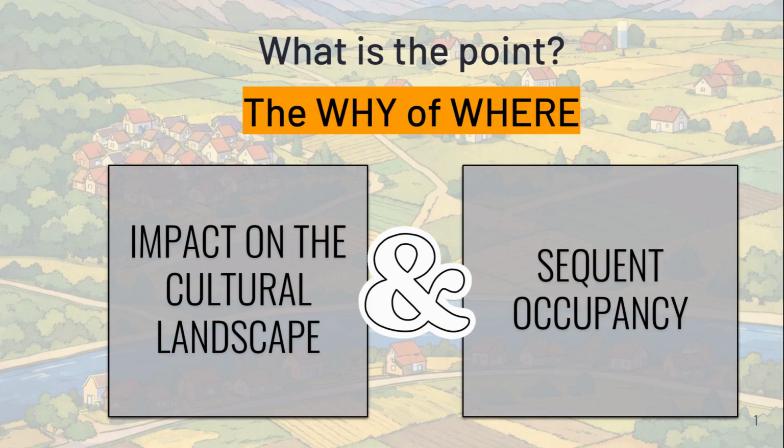It's about two things: impact on the cultural landscape, how the way people settle actually changes the land, and sequent occupancy, how different groups move in one after another, each layering their own vibe on top of what was there before. So yeah, it's not just where stuff is, it's why it got there, and what it says about us.